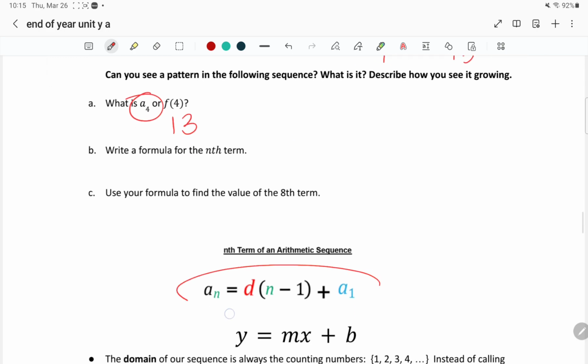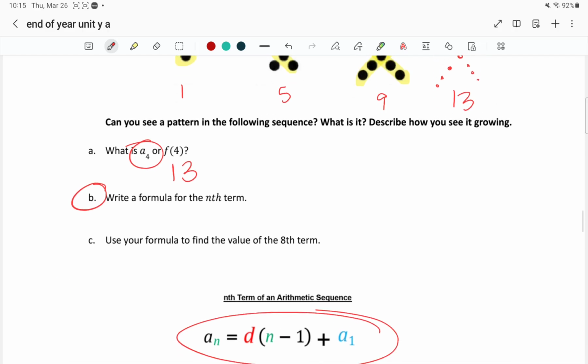Now I'm going to go beyond. This is our arithmetic sequence. So that's what I'm going to base this formula off of. If I want to write a formula for the nth term, meaning I could plug in anything, I would say, well, my slope, quote unquote, is 4 because I'm changing by 4 each time. And then my first term, where I started, was 1. That's like the equivalent of our y-intercept.